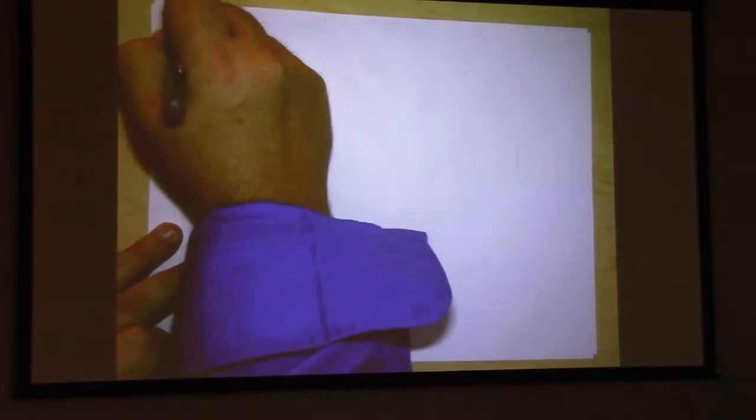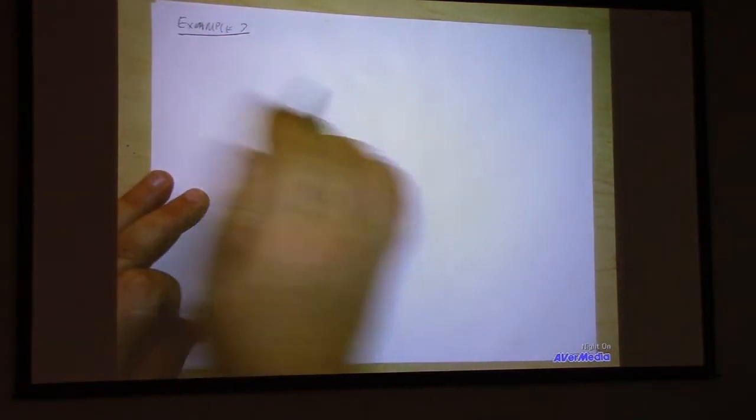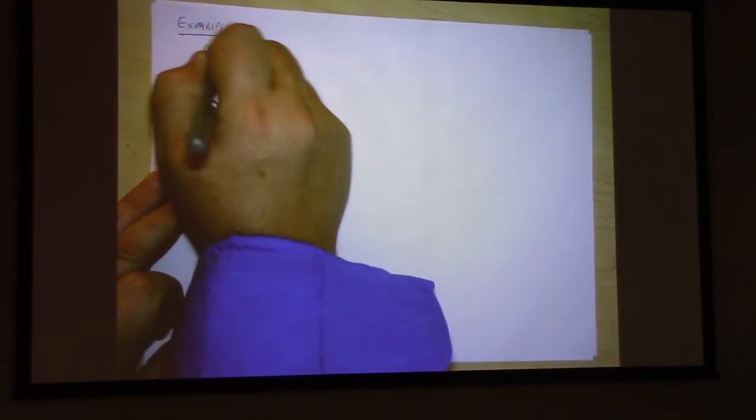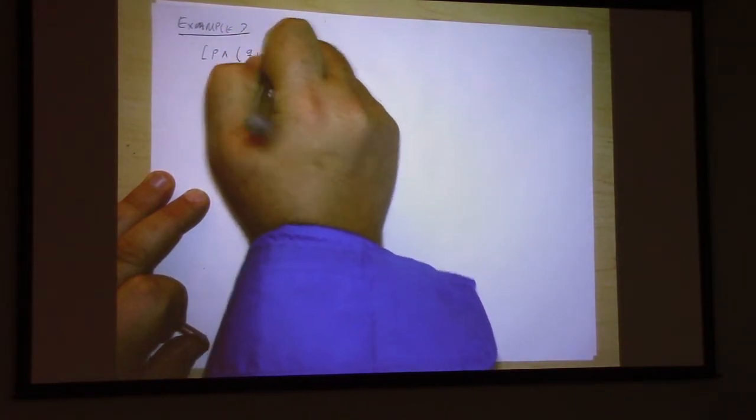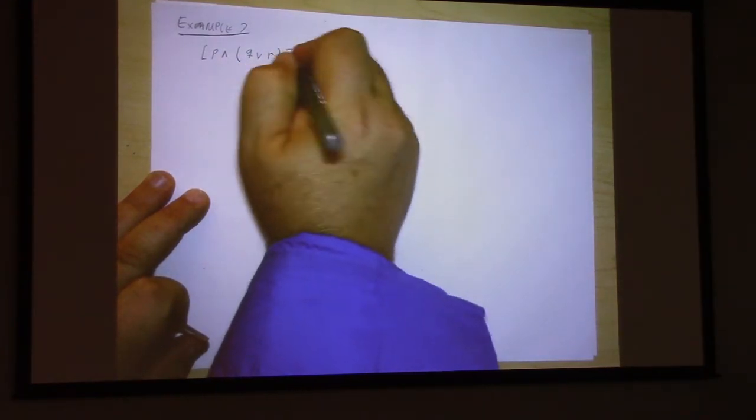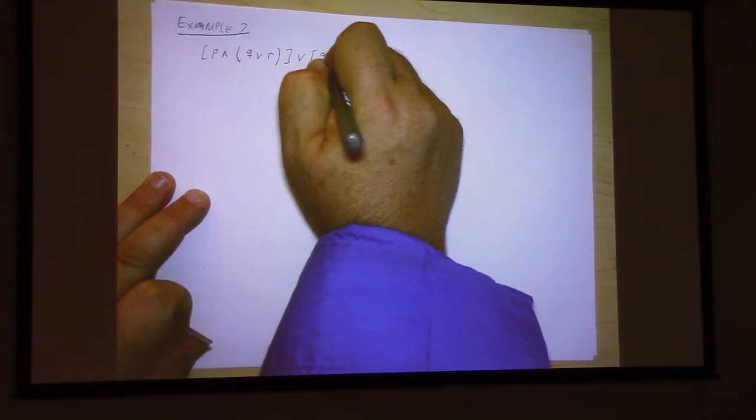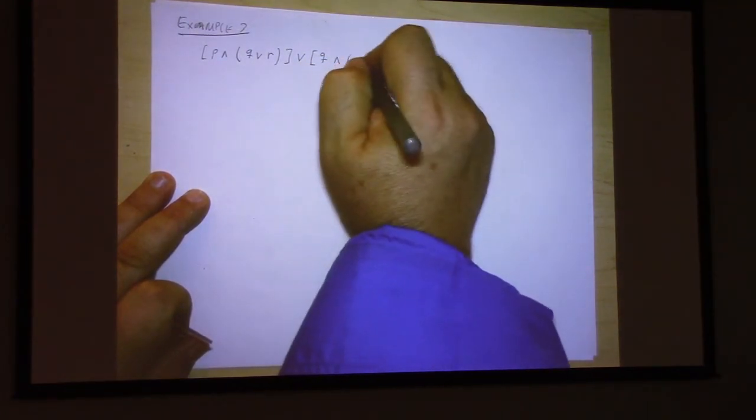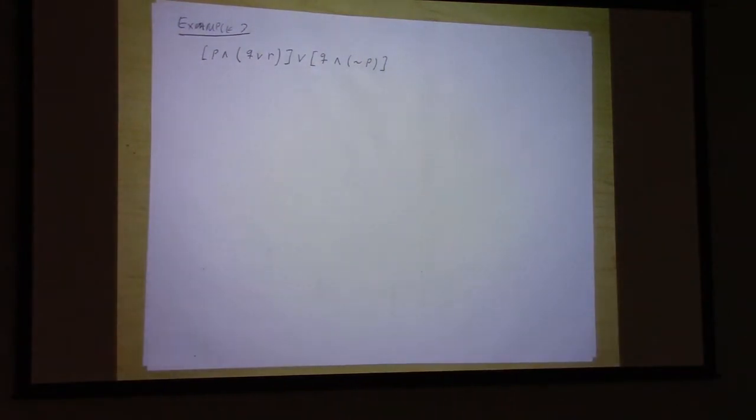Example 3. We have P and parentheses Q or R, close parentheses, close bracket, or Q and parentheses not P. Now, this parentheses I'm putting right here, your book doesn't always put that parentheses there. All right. But there we go. We're supposed to come up with a circuit which is like this.